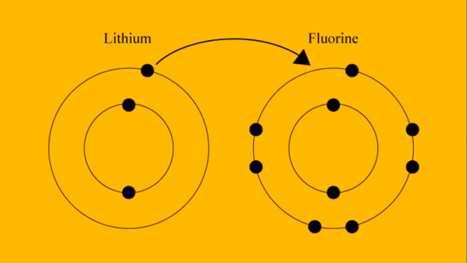Both fluorine and lithium are highly reactive elements because of their number of valence electrons. Fluorine will readily gain 1 electron, and lithium will just as readily give up 1 electron to become more stable. In fact, lithium and fluorine will react together as shown here. When the 2 elements react, lithium transfers its 1 extra electron to fluorine.